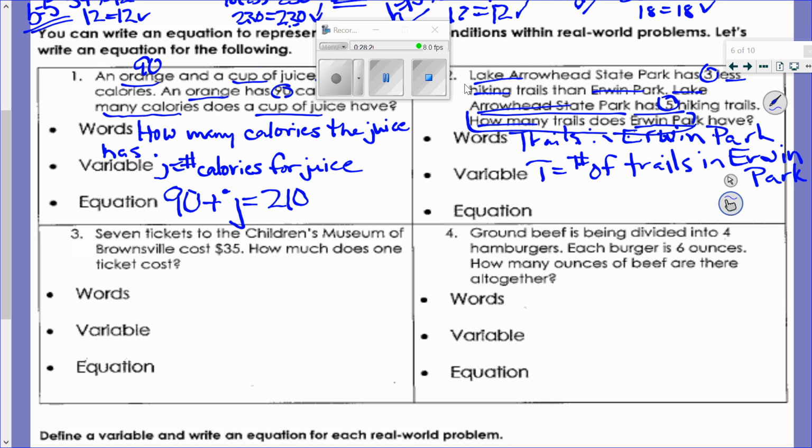Now here's where this one gets tricky, because I have to write it as it was written in English. So Lake Arrowhead Park has 3 less hiking trails than Irwin Park. Less than. What do we call that? Switching phrase. Well done, Lily. Meaning that's going to come after Irwin Park. What did we just call the number of trails at Irwin Park? T. And it's 3 less than that, so that's T minus 3 is 5.